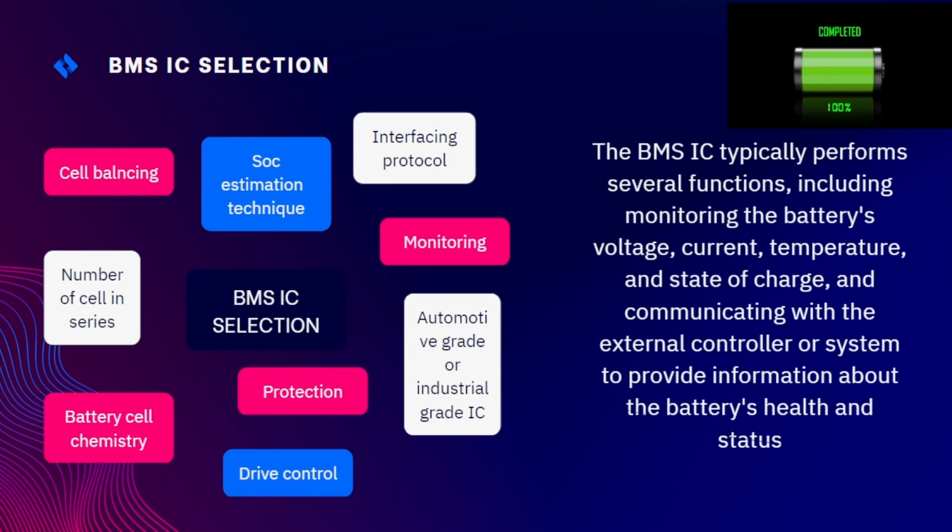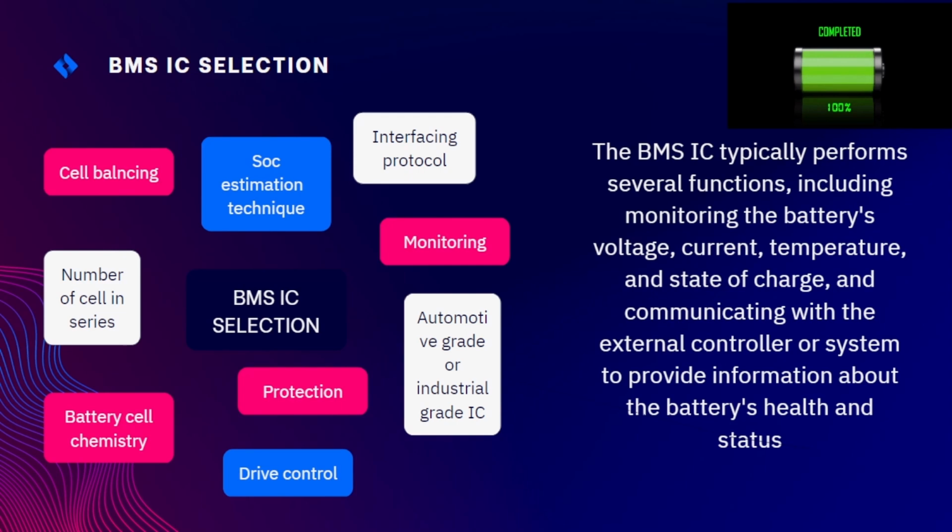The first one is the battery cell chemistry. One important factor is the type of battery that your battery management system uses. This can be lithium ion cells or lithium iron phosphate cells. This is the most important because different types of cells have different nominal voltage levels.